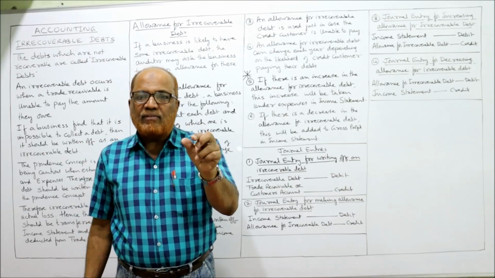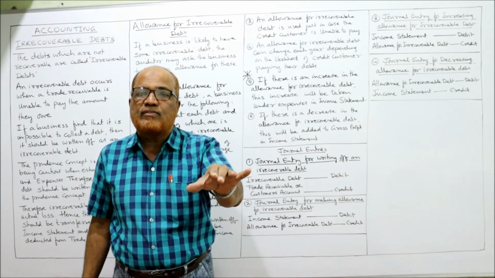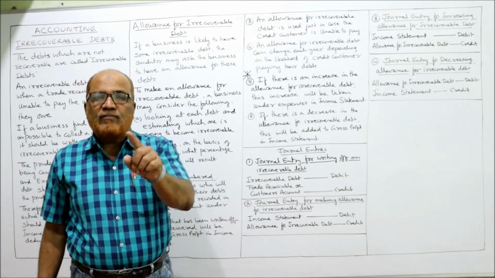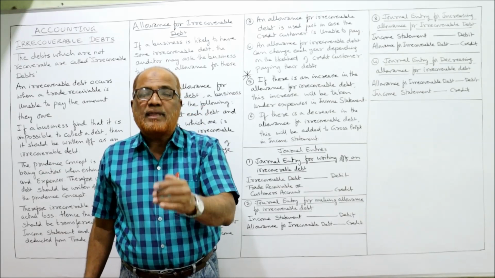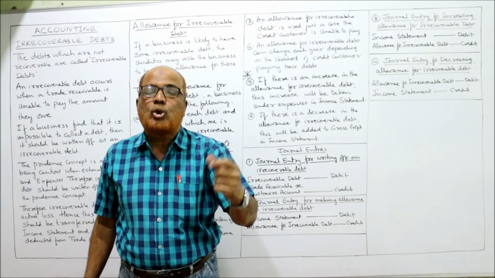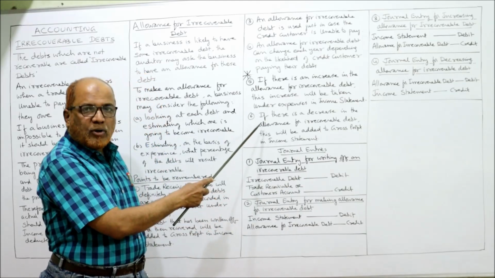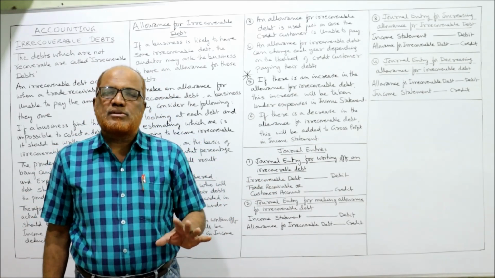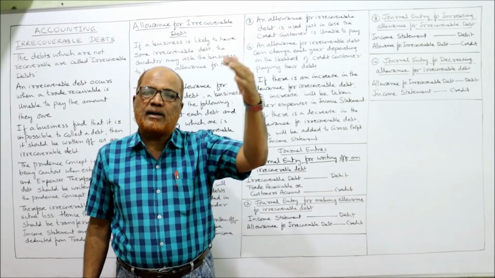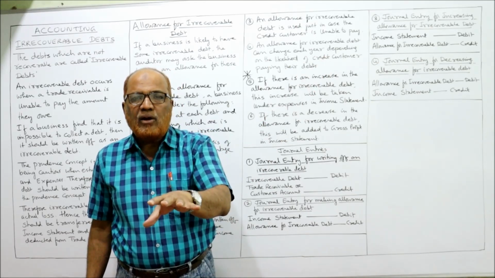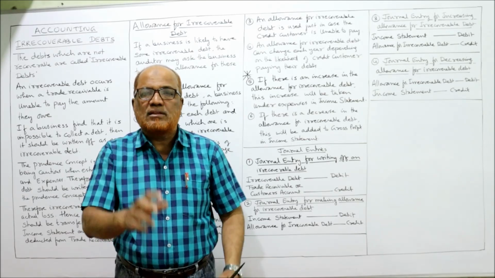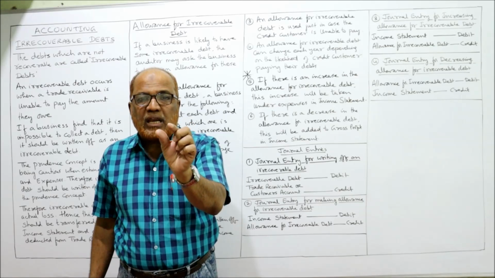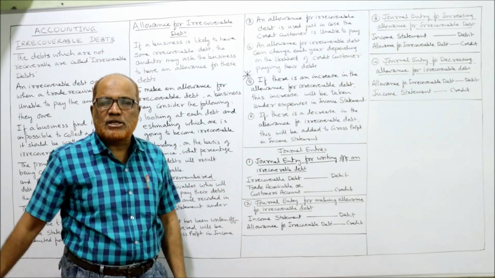So one rule: if the allowance for irrecoverable debt increased at the end of the year, the amount increased will be taken under expenses in the income statement. First point. Second point, if the allowance for irrecoverable debt has decreased, then that decrease in allowance for irrecoverable debt will be added to gross profit. That's the second point. If there is a decrease in the allowance for irrecoverable debt, this will be added to gross profit in the income statement. So in the coming problems, I'll explain to you. We have to compare the allowance for irrecoverable debt at the beginning of the year and at the end of the year. If at the end of the year it is increased, whatever amount increased should be taken under expenses. If at the end of the current year the allowance has decreased, whatever amount decreased will be added to gross profit in the income statement. These points you have to remember.